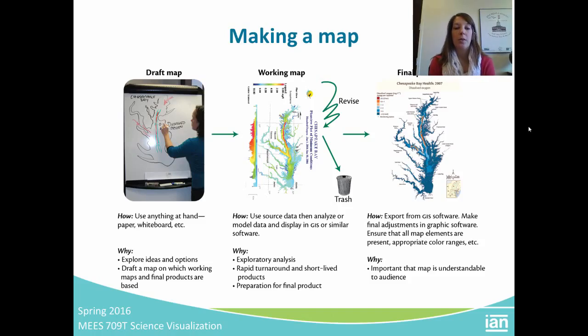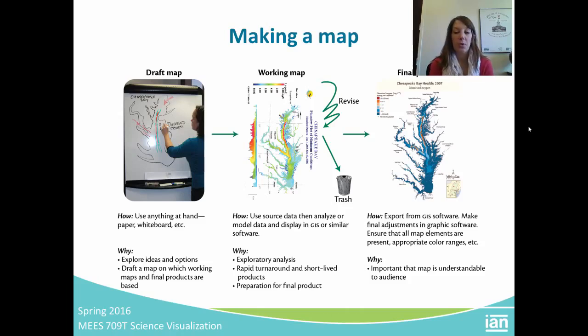Then you're going to go to your GIS software, whether it's QGIS or whatever, and you're going to put in all your layers. You're going to add your base layer, maybe it's the Chesapeake Bay outline, the rivers, and you're going to add your data. And this is really useful for looking at your data, finally seeing what it's saying, using the symbology and the attributes table to take a look at what your data is really saying. And it's preparation for the final product.